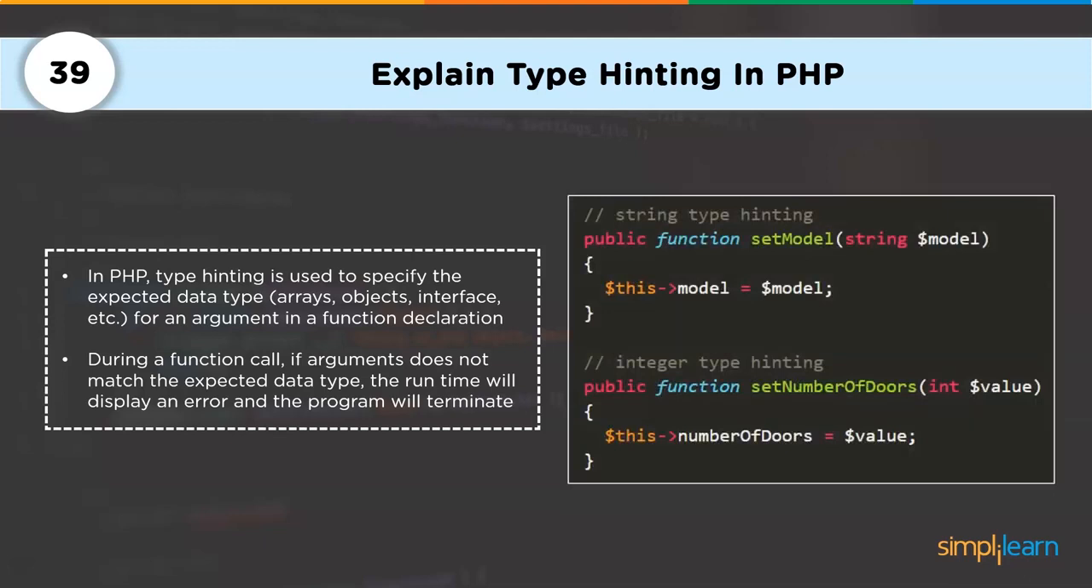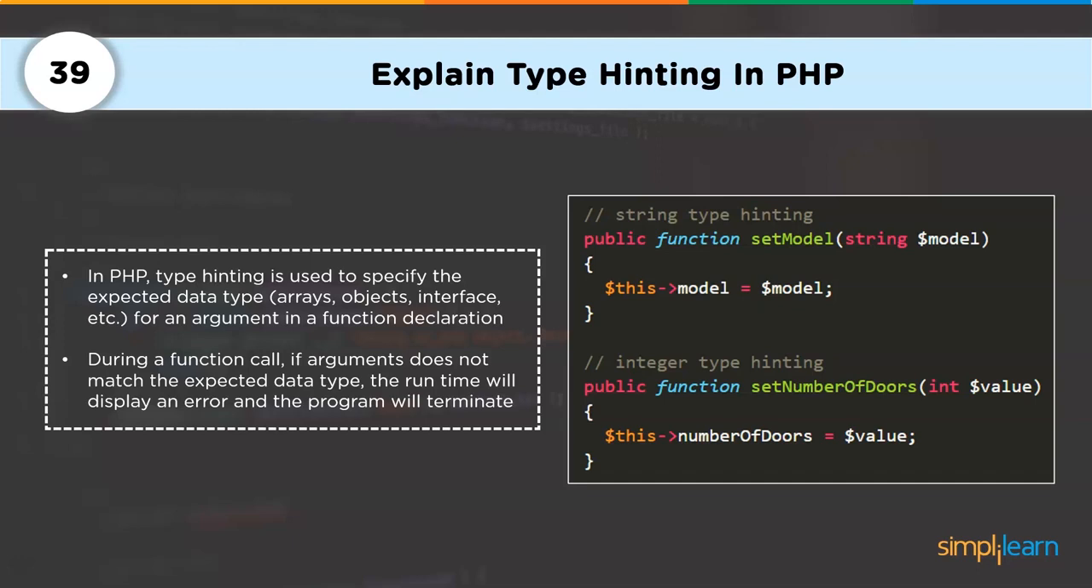Now in this code here, what we are doing is type hinting. So this code is for string type hinting and this code is for integer type hinting. Now if these particular functions that have already specified the type they are expecting do not receive the same type of variable inside them, the program will return a fatal error and it will terminate.